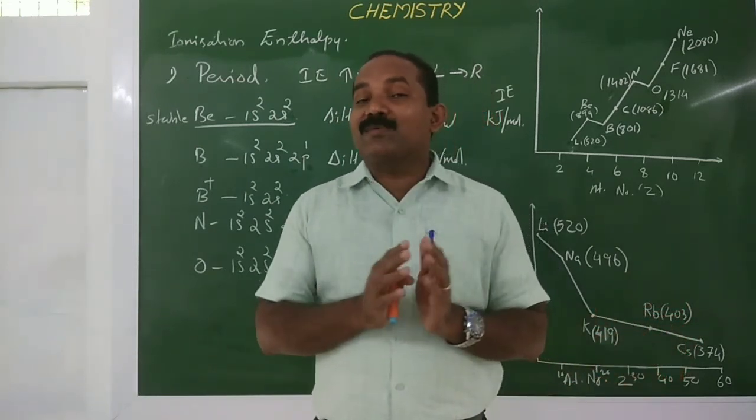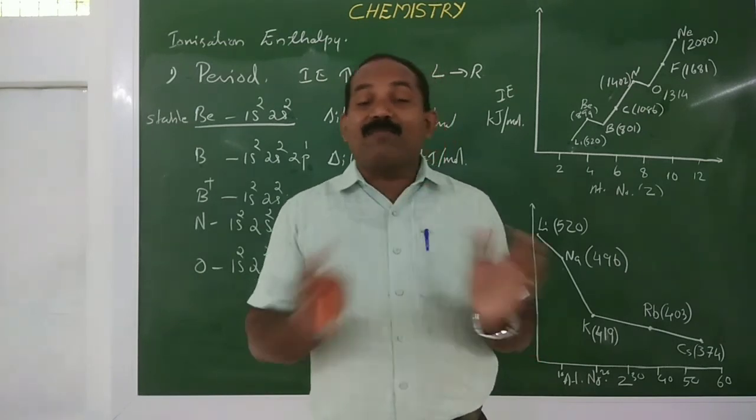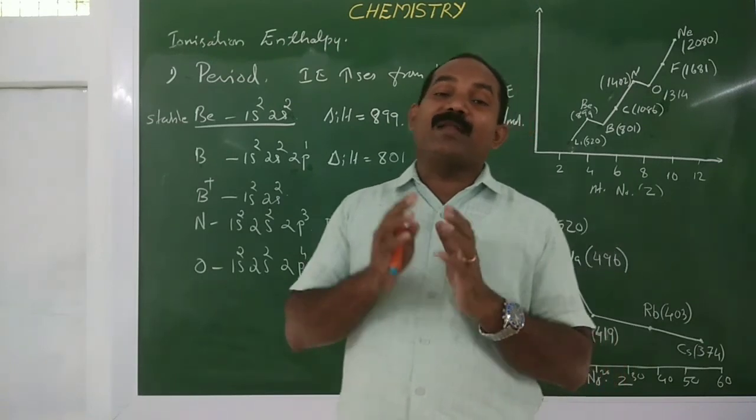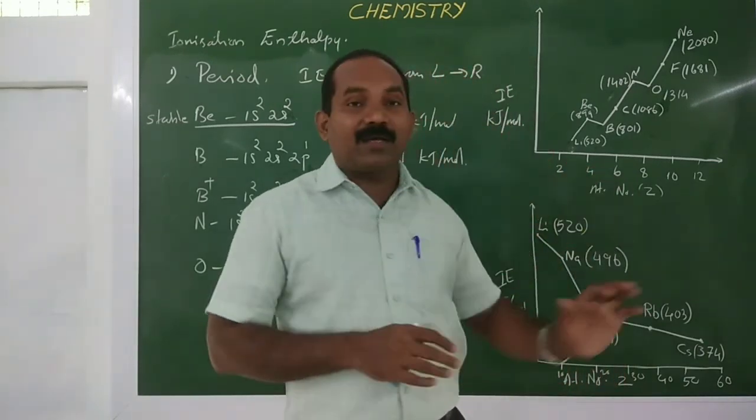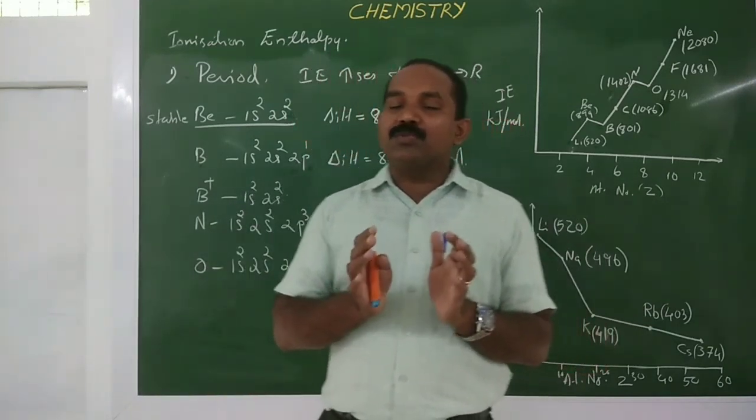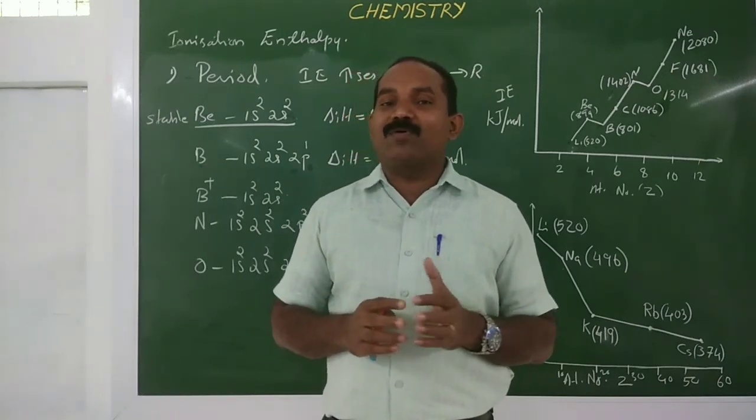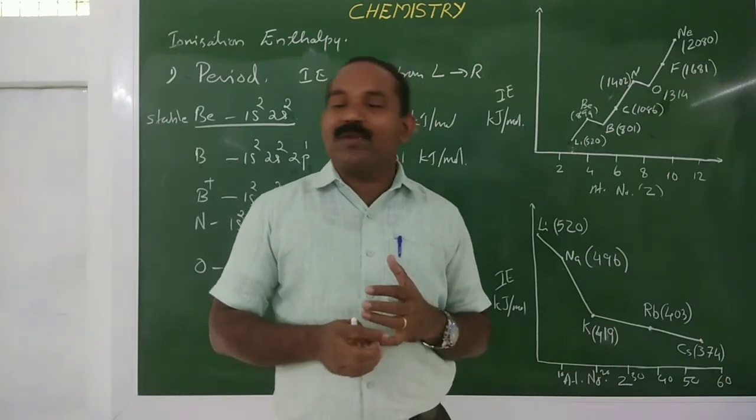So that's about the variation of ionization energy in a group as well as across the period. These figures are in the NCERT book. You may please copy them into your notebook. In the next section, we will discuss electron gain enthalpy and electronegativity.